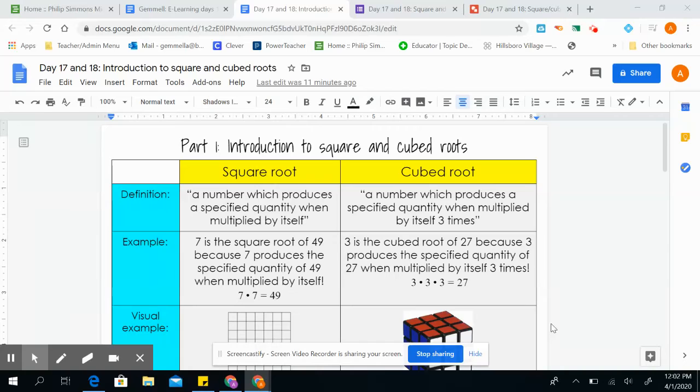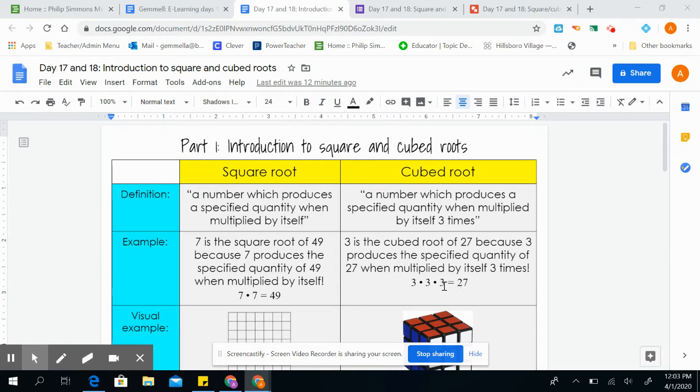Guys, so I just wanted to make a quick video going over everything we need to do for days 17 and 18. This is your introduction to square and cubed roots. Okay, so first you should open this document. It is sort of like a graphic organizer about square roots and cubed roots.